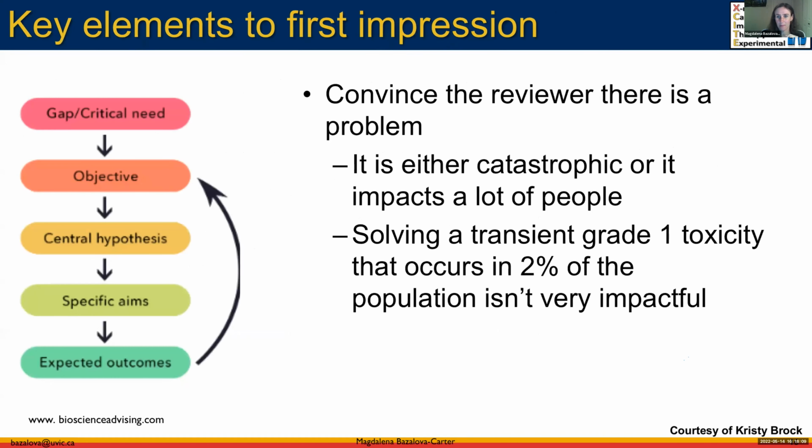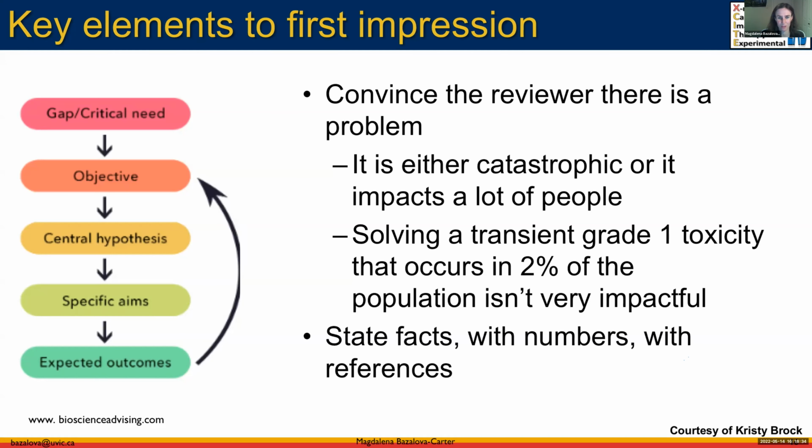So what are the key elements of the first impression? You need to convince the reviewer that there is a real problem. It is either catastrophic or impacts a lot of people. So for example, solving a transient grade 1 toxicity that occurs in 2% of the population isn't very impactful. Might be good for a small grant, but if you're looking for $1 million, it's just not gonna be above the threshold of importance. You have to state facts with numbers and with references.